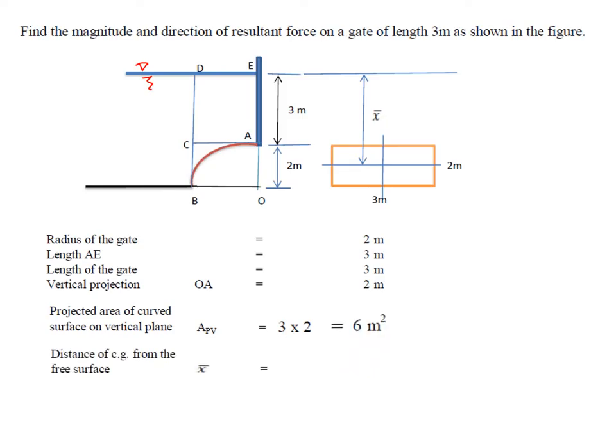The distance of the CG of the projected area has to be taken. For a rectangle the CG will be exactly at the middle. Here this is 3 meters, so 3 plus 1 is 4 meters, so x bar will be 4 meters. Now I can find the horizontal pressure force, which is specific weight into area into x bar. So 9.81 into 6, the projected area on the vertical plane, into 4 meters, x bar, gives 235.44 kilonewtons.